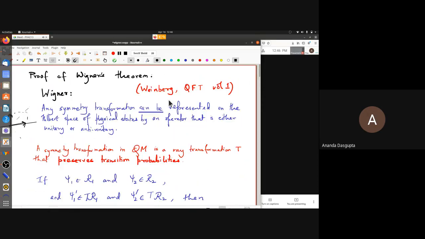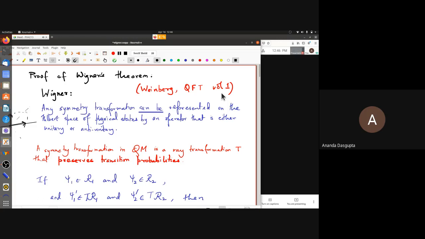Now, as I have written up here, there's one wonderful book which, okay, it's a bit too much to call wonderful because it's a horribly complicated book as well, if you go into the later parts. But this part is one of the best expositions of the proof of Wigner's theorem, a much better proof than you would find in, say, Wigner's book, for example. It is in Weinberg's Quantum Field Theory, first volume.